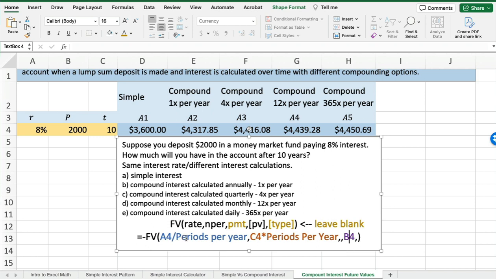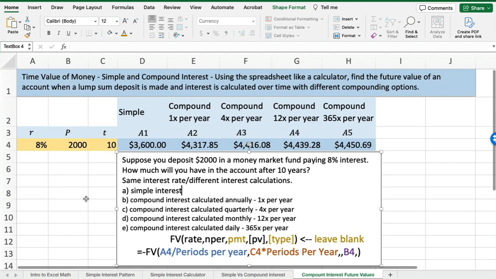But we will need to change what we're dividing by for the number of periods per year by the interest. And in this argument, where we have the number of periods per year, we're going to take our C4 and multiply by the number of compounding periods per year. So you're going to see that pattern repeating over and over again as we type in our formulas up here into the spreadsheet.